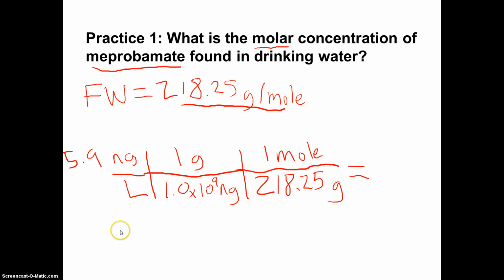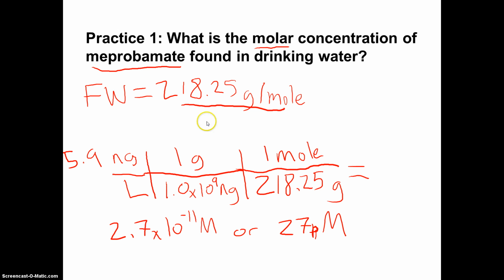that our concentration of meprobamate in drinking water ends up being 2.7 times 10 to the minus 11 molar. If we wanted to use an easier prefix, this would actually be 27 picomolar. So not a high concentration. That's P, sorry, that's P.